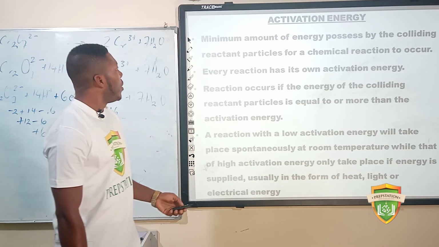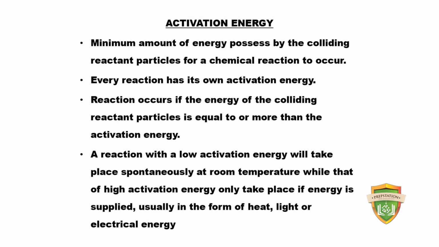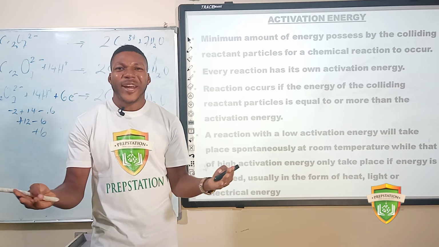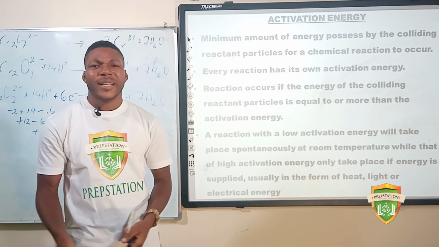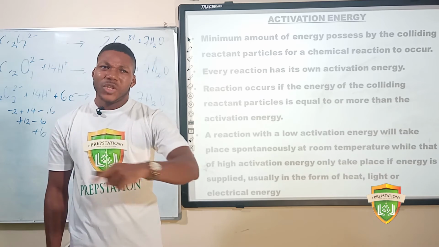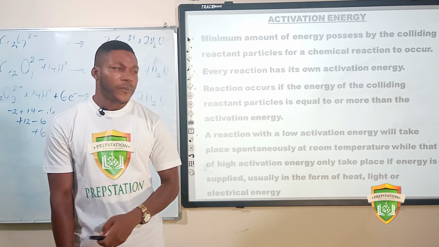So the minimum amount of energy possessed by colliding reactant particles for a chemical reaction to occur is known as activation energy. Every reaction has its own activation energy. Reaction occurs if the energy of the colliding reactant particles is equal to or more than the activation energy. If the combined energy of the two reactants is not equal to or more than the activation energy of the reaction, that reaction will never occur.